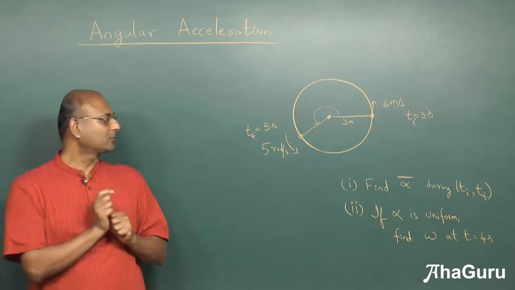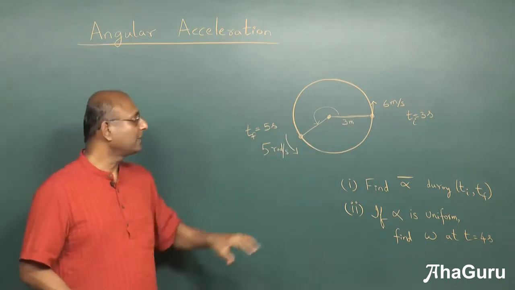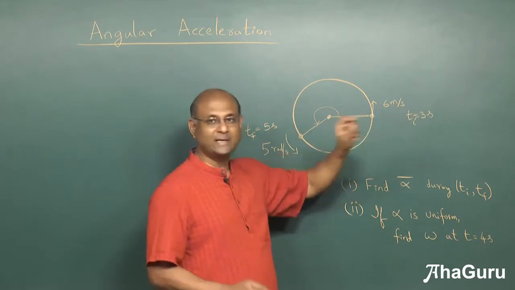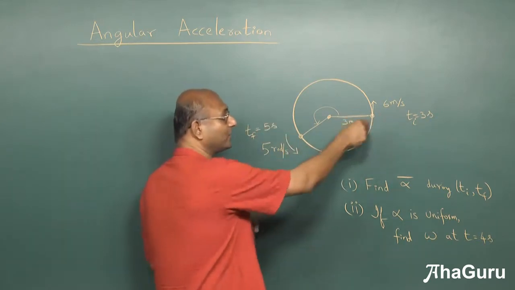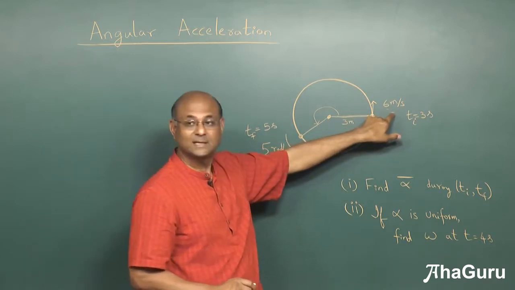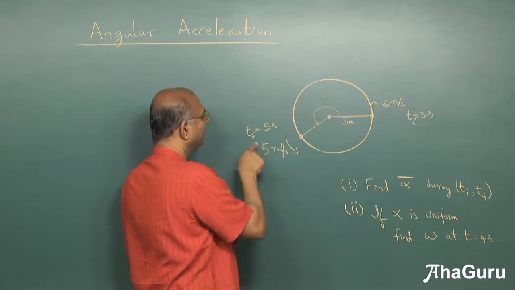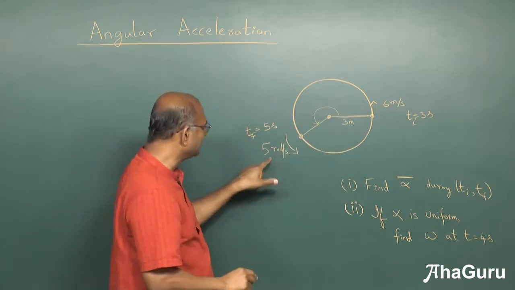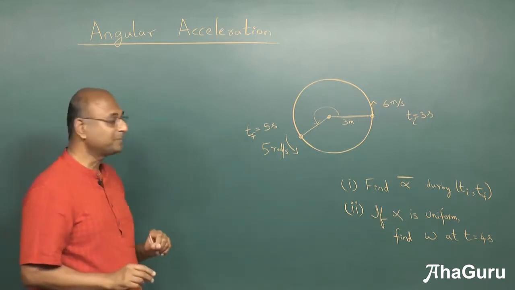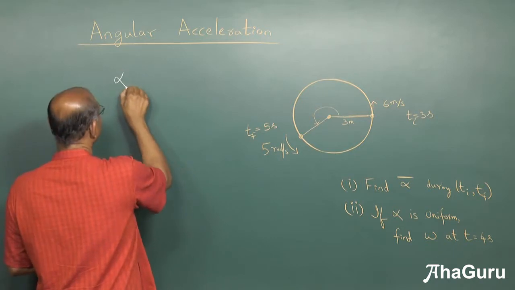So now let us look at this question. There is a particle that is moving in a circle of radius 3 meters. Its velocity at t initial, t equals 3 seconds, it's not t equals 0, notice, is 6 meters per second. And after some time, that is at t equals 5 seconds, it has an angular velocity of 5 radians per second. We want to find the average alpha.